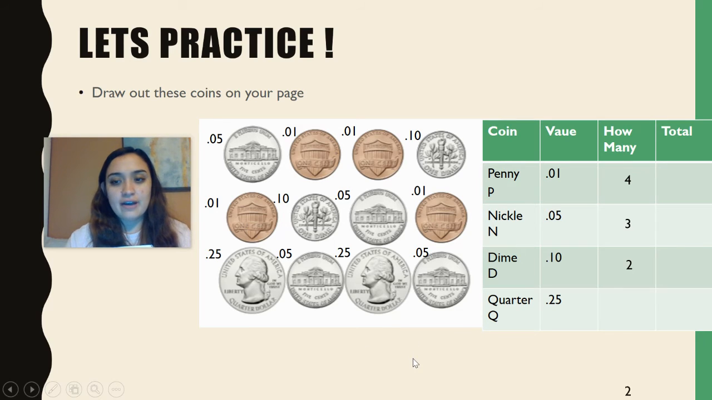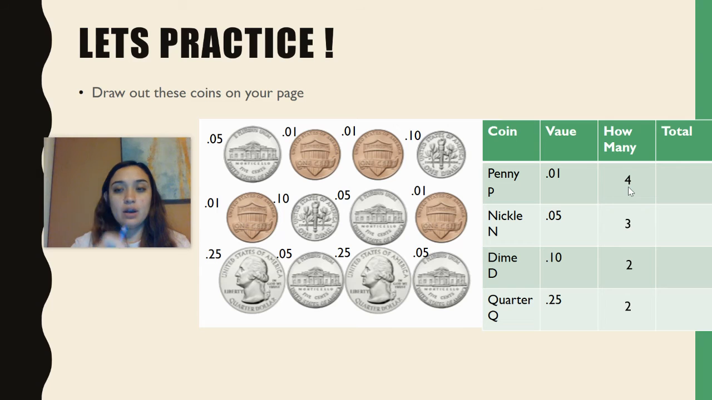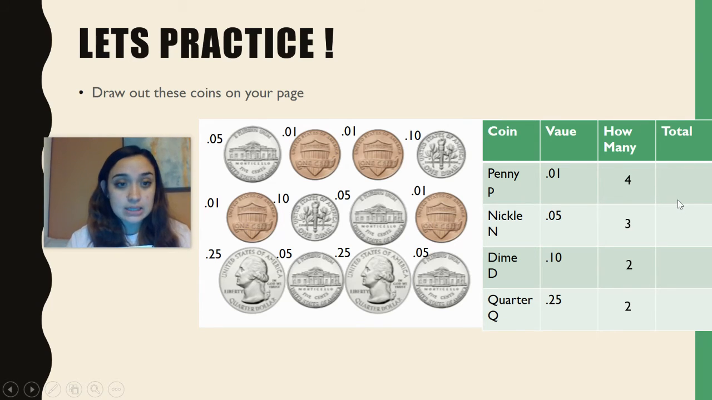Good job, guys. So you should have 2. All right, so now this is going to take a little bit of work, okay? We're going to find out what the total is, how many cents we got for each coin. So a penny is worth 1 cent for each coin, right? So if we have 4, that means we're just going to count 1, 2, 3, 4. So the total value of our pennies on this page is just 4 cents.